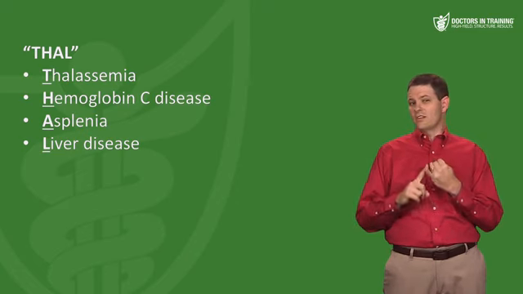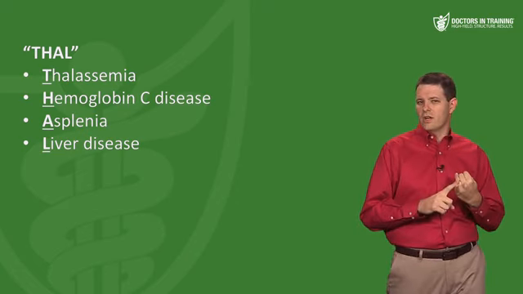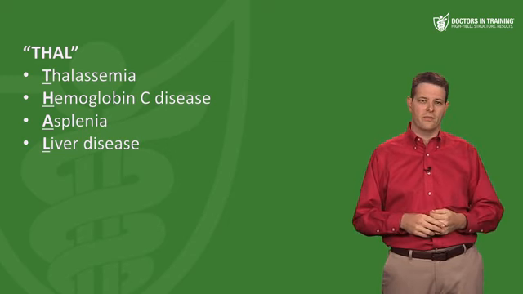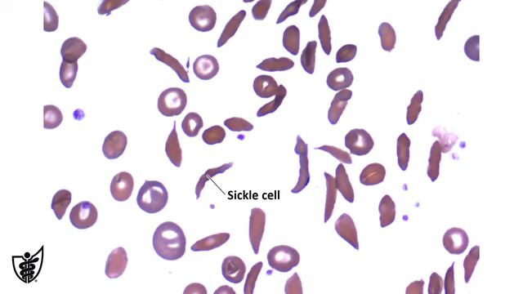So with liver disease, you can see target cells, and then what other pathologic form did we just say you could see with liver disease? Acanthocytes, or spur cells. Now here you see sickle cells, which are sickle-shaped or crescent-shaped. And obviously we see these in sickle cell anemia.